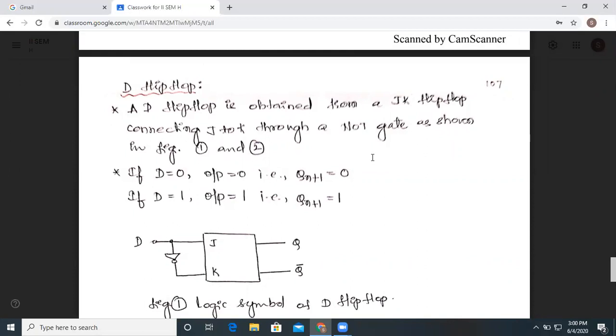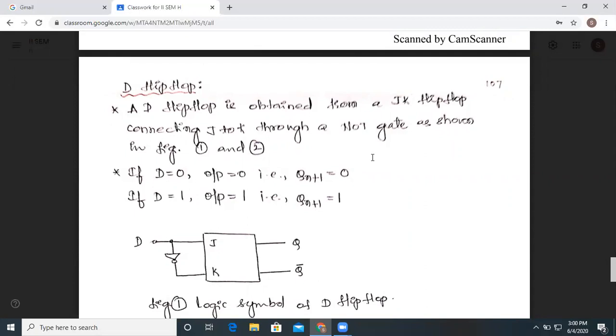We started our discussion with the SR flip-flop. SR flip-flop has an indeterminate state, or an invalid state. In order to overcome that, we go for the next type of flip-flop, which is the JK flip-flop. And in the JK flip-flop also we have the race around condition, because the output is going to change from 0 to 1 or 1 to 0, so continuously it is happening. In order to overcome that, we go for the next type, which is the master slave type. Now those are the types of flip-flops.